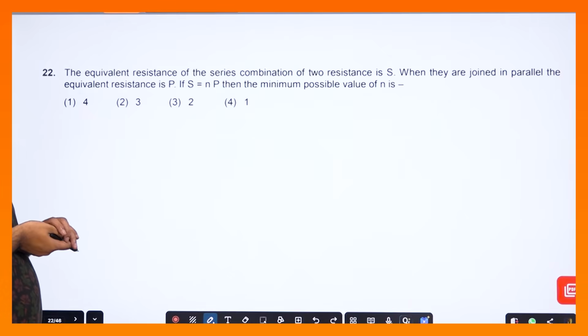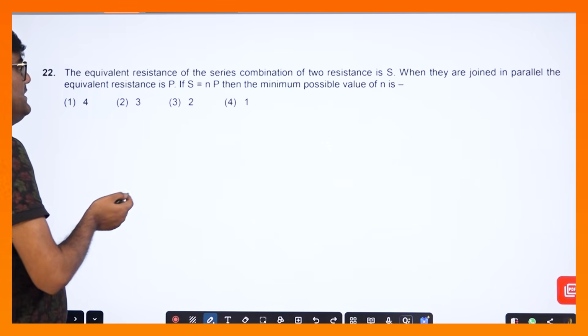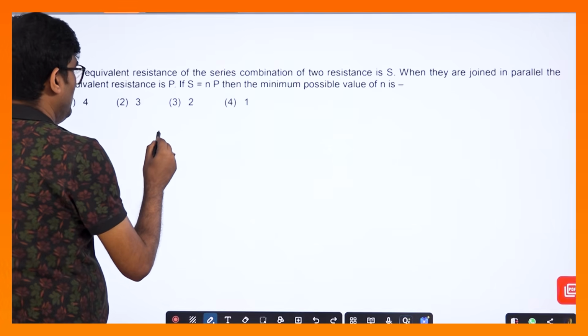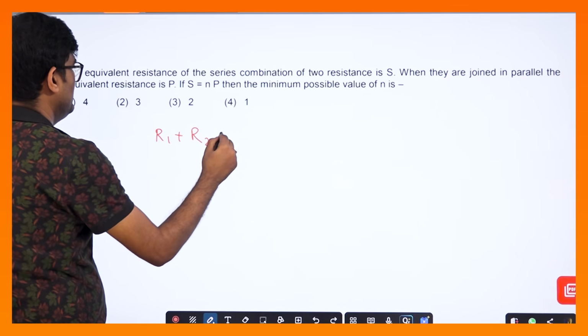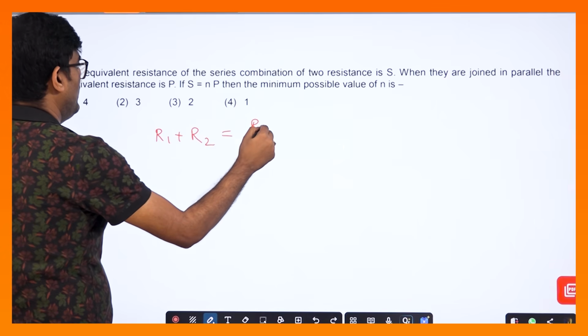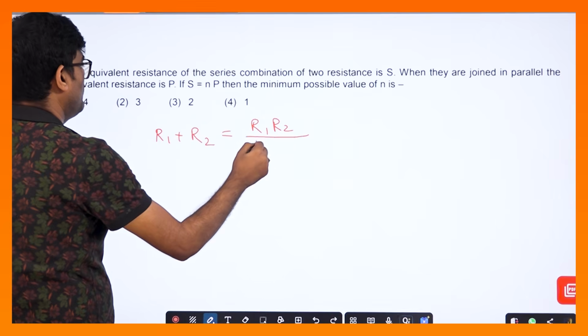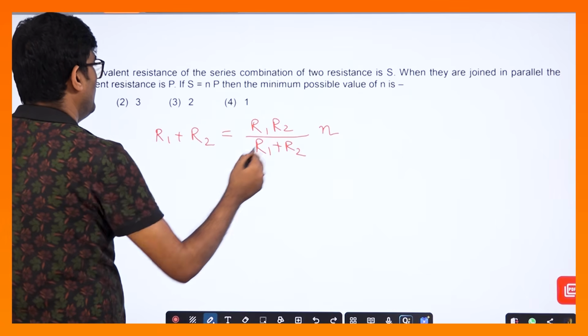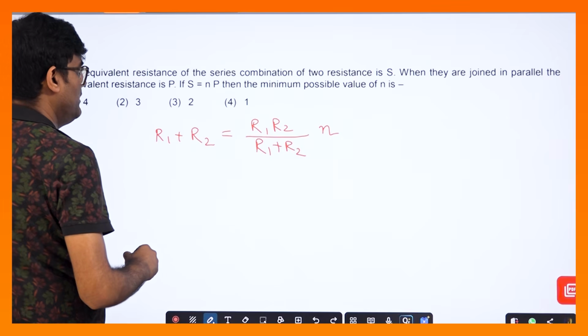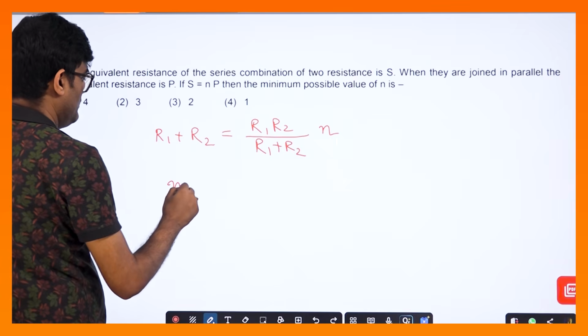Equivalent resistance of the series combination is S, and when they are joined in parallel, the equivalent becomes P. So if S equal to nP, series means R1 plus R2, and P is equal to R1 R2 by R1 plus R2, right, into n. What is the possible value? Then the minimum possible value of n.